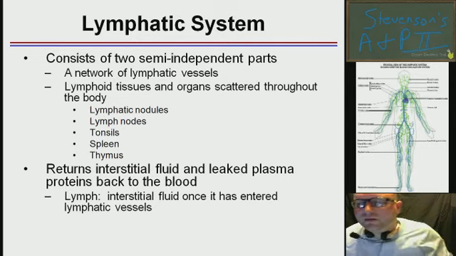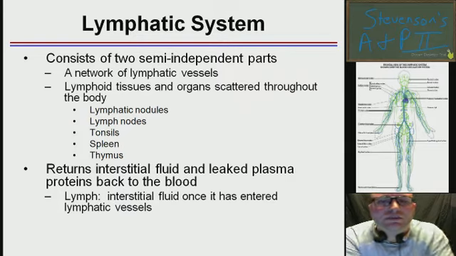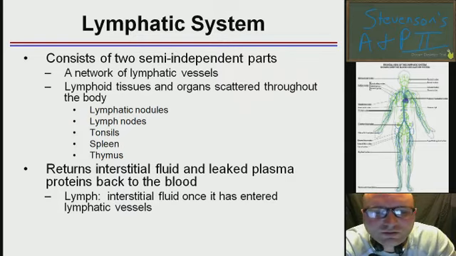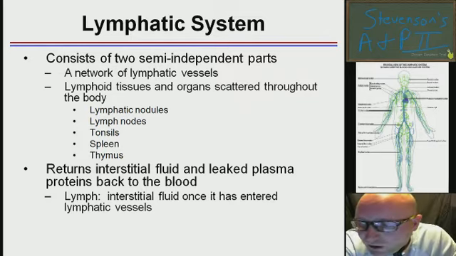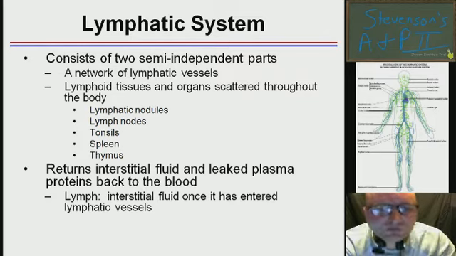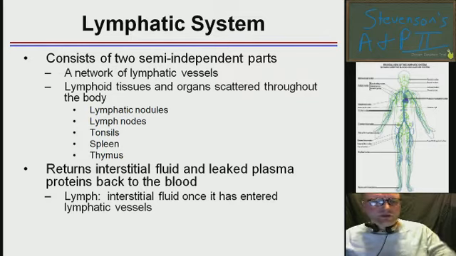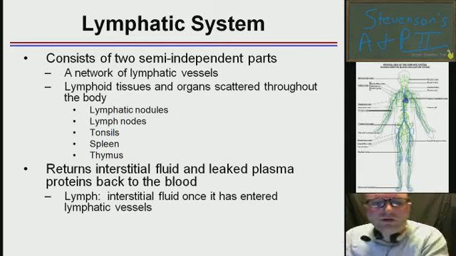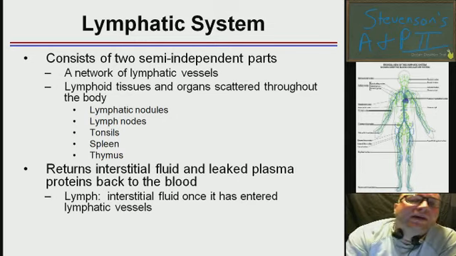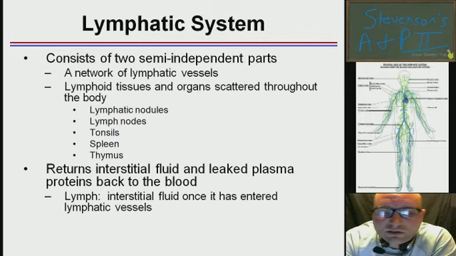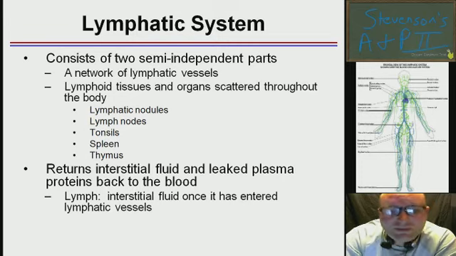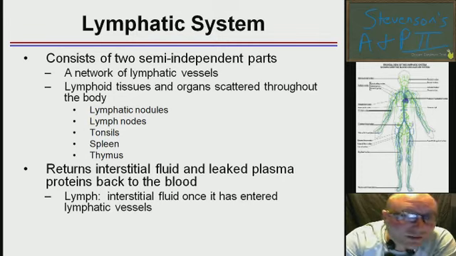All right, so the lymphatic system consists of basically two different parts, two semi-independent parts. There's a network of lymphatic vessels, and then there are lymphoid tissues and organs that are scattered throughout the body, including lymphatic nodules, lymph nodes, tonsils, your spleen, and your thymus. It also returns interstitial fluid and leaked plasma proteins back to the blood. Lymph is the interstitial fluid once it has entered the lymphatic vessels.